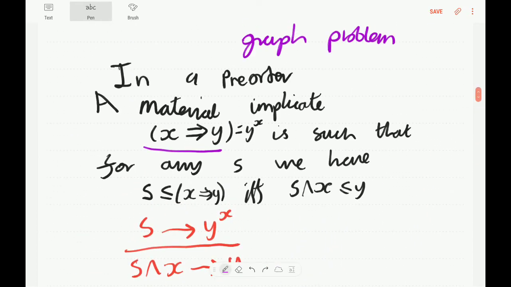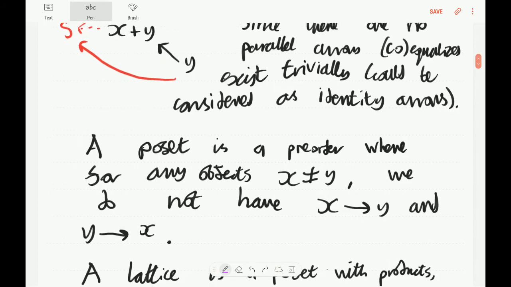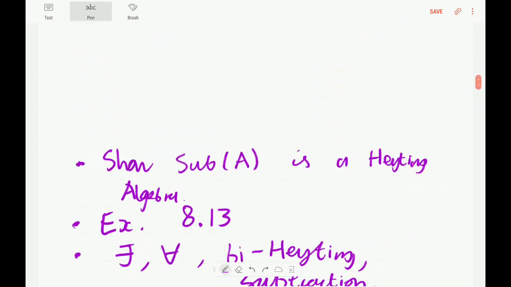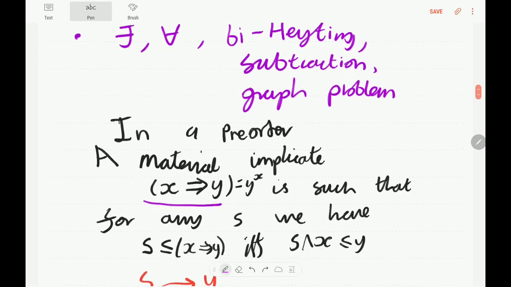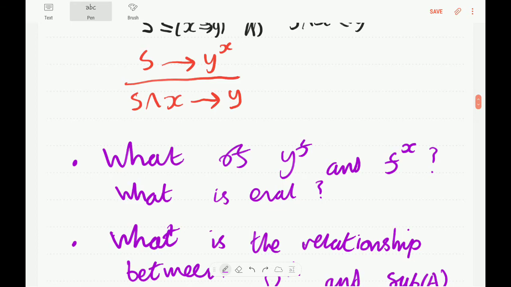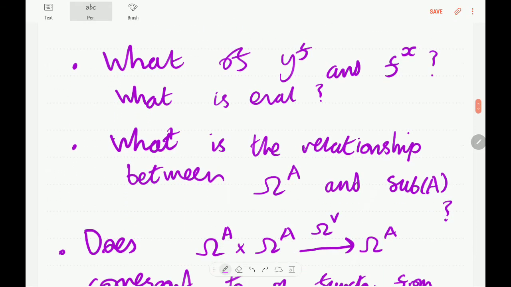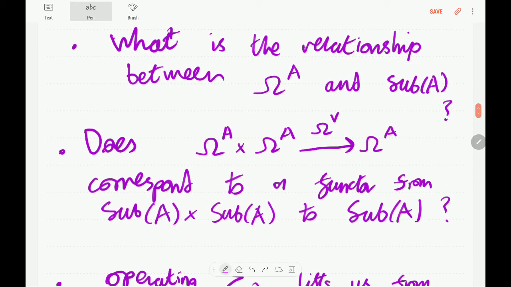Now, there are various other remarks I have. There is such a thing as a bi-Heyting algebra, where it's possible to define subtraction, and that's probably useful for my graph problem. We know there's an interesting way of representing the material implication, the implies arrow. How do we say stuff like y to the power of f or f to the power of x? What's eval related to this exponential object?